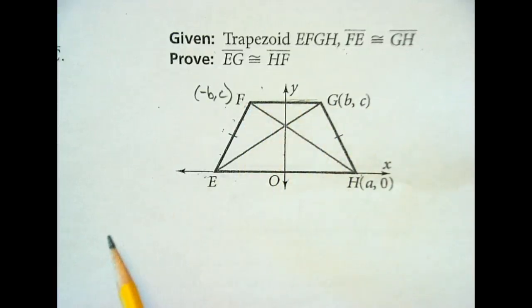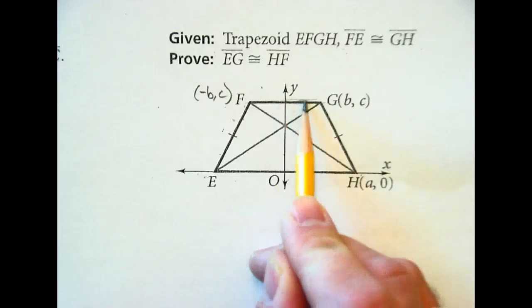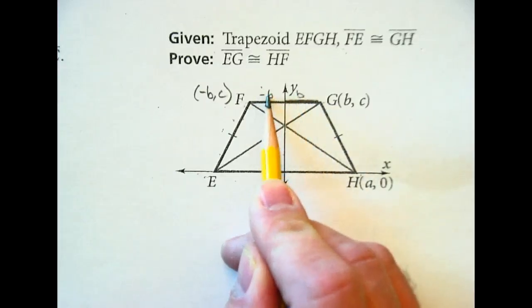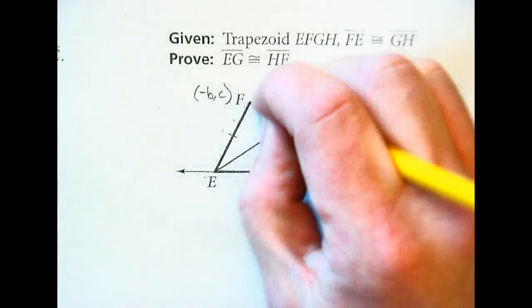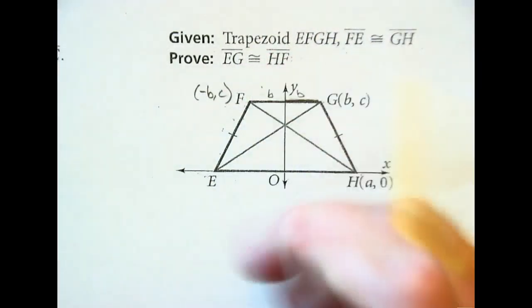How do you know it's negative B? Because it's on the opposite side of the y-axis. Good. It's reflecting here. This is a length of B, but you're going back B, so that makes that negative B. Good job.